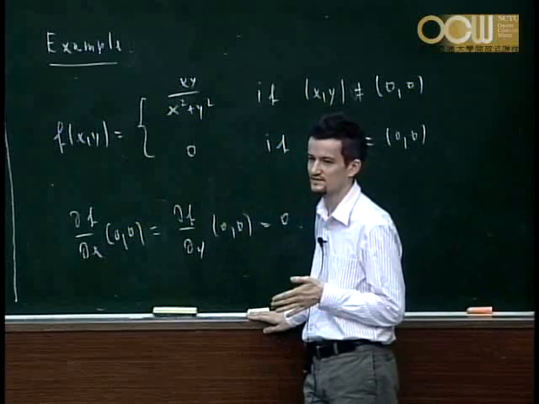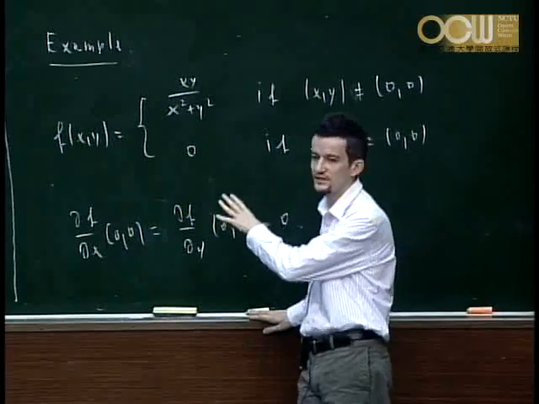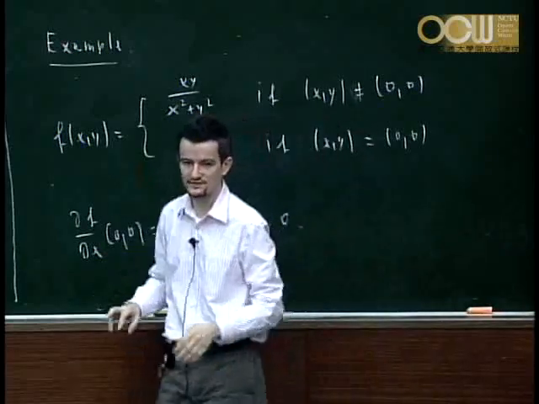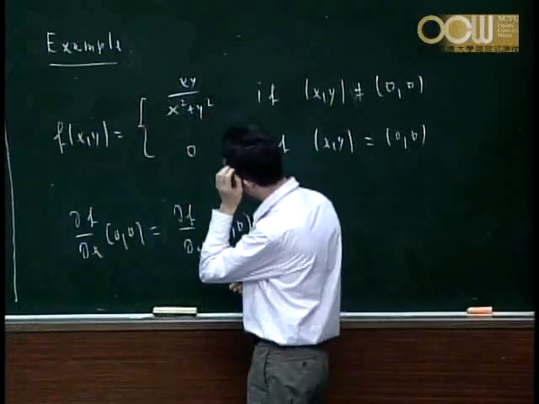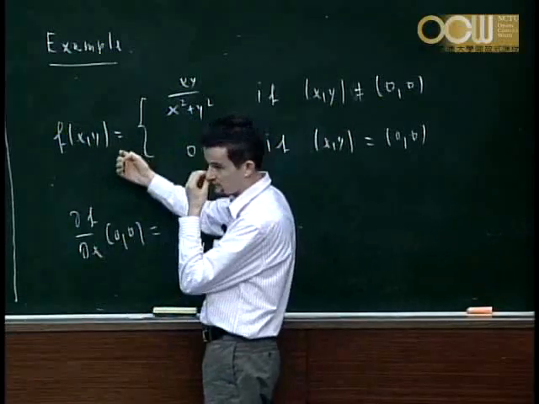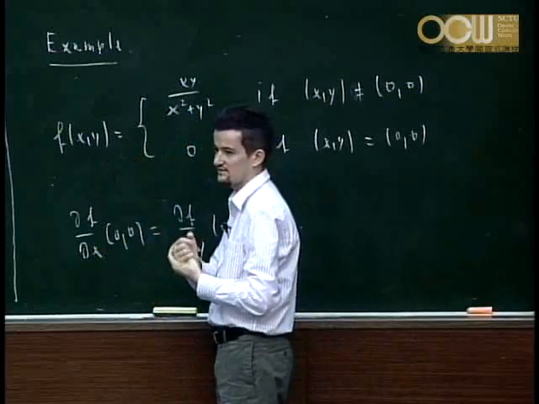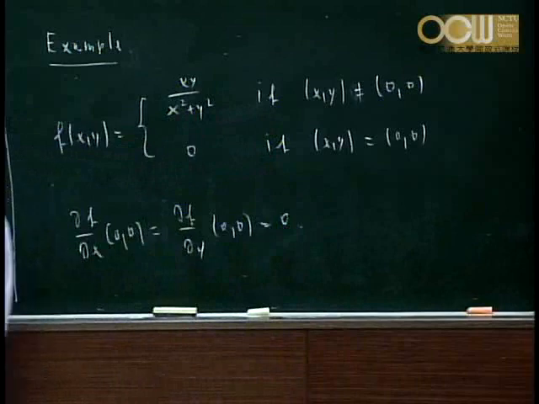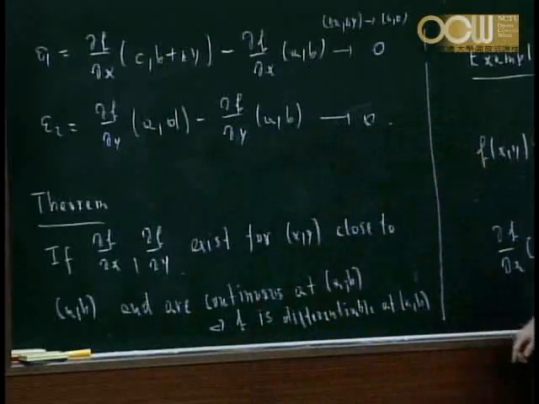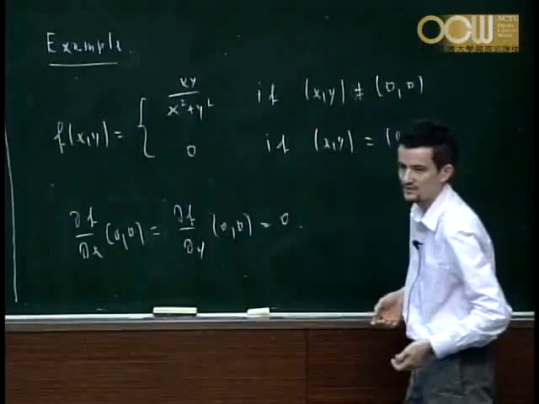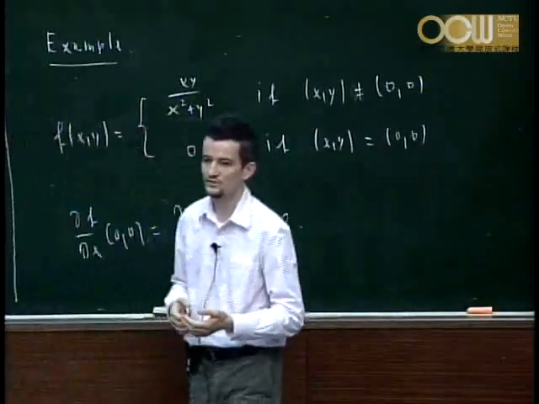But actually, if we really want to, how do we show that this function is not differentiable at 0, 0? Of course, because we have already guessed that this function is not differentiable at 0, 0, there's no way that the partial derivatives are continuous. At least one of them must be discontinuous. But still, how to argue?